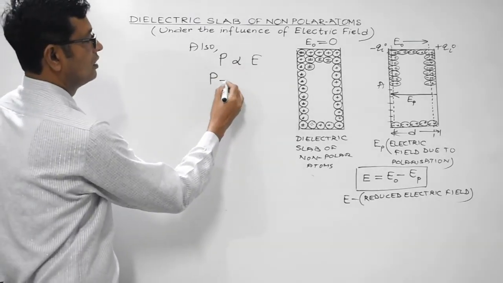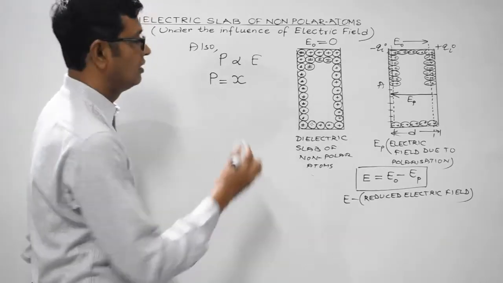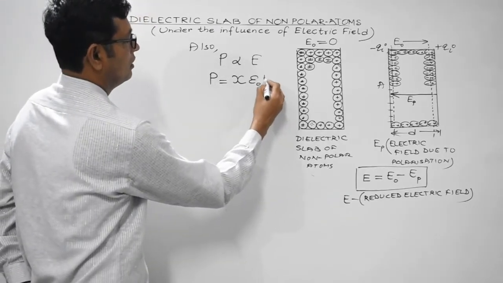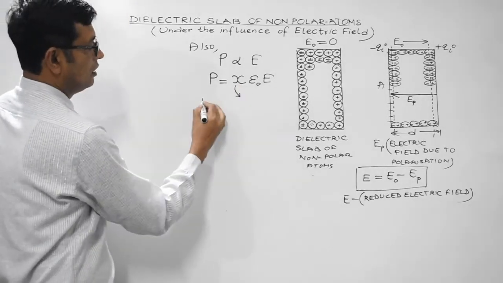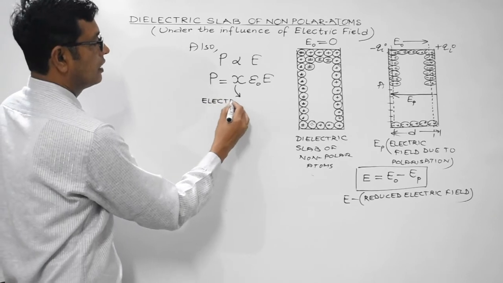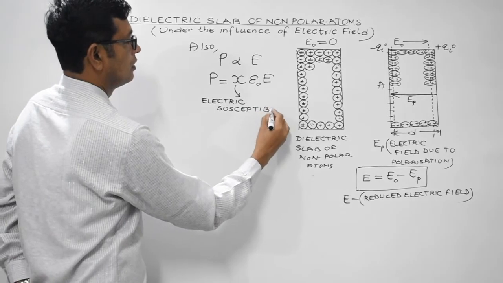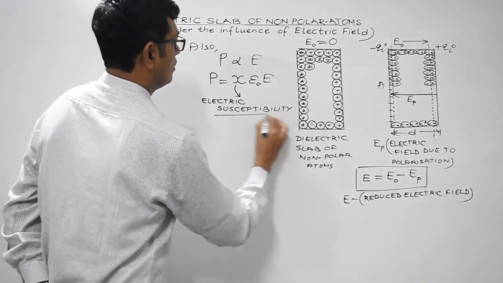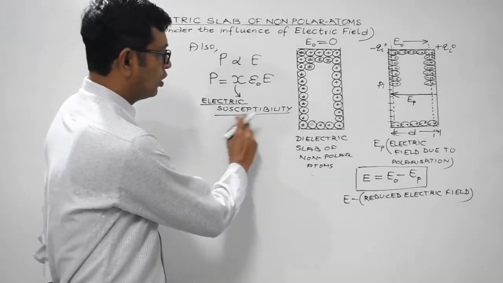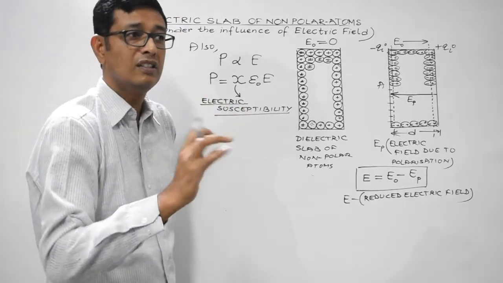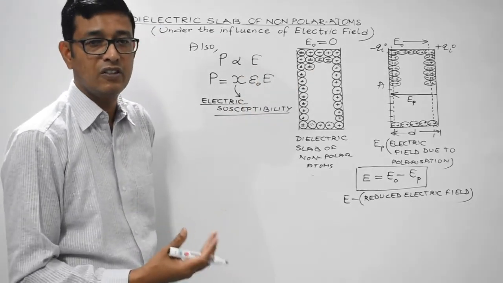This constant over here is chi, C-H-I, chi, epsilon E. It is known as electric susceptibility. This term is known as electric susceptibility. We will discuss this term susceptibility theoretically in the subsequent chapters in magnetism, when we discuss magnetic susceptibility, right?